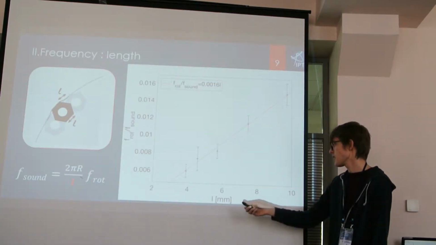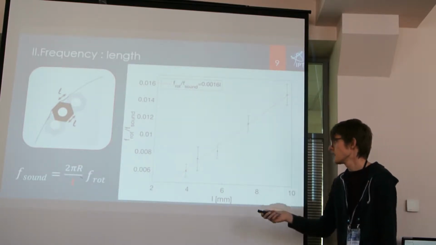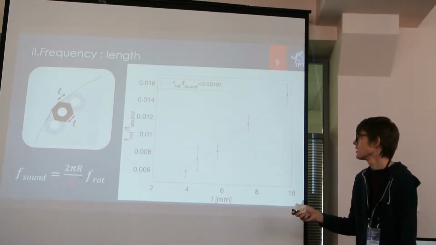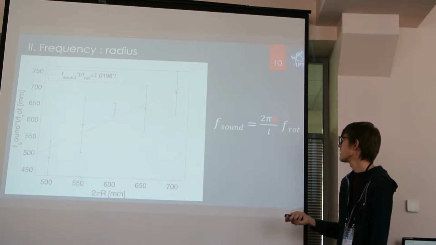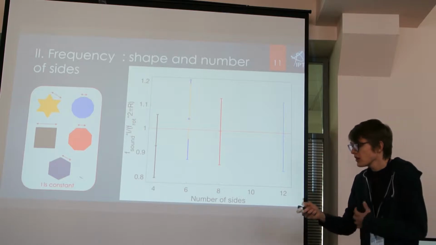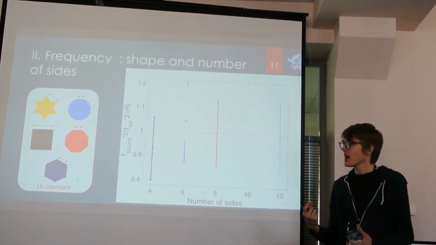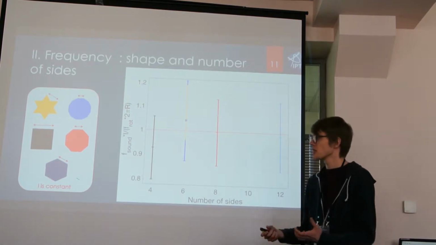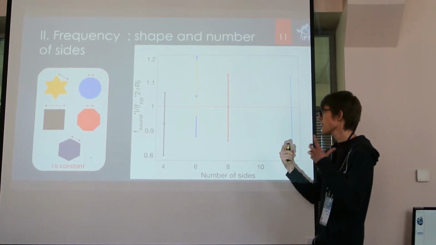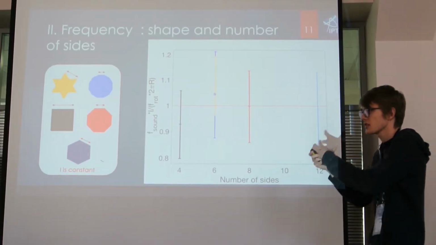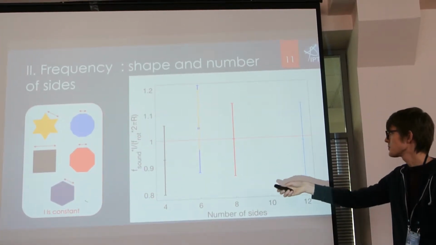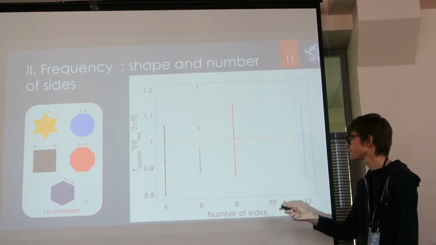Here are the different edge lengths, and we can see that indeed the frequency is proportional to the side length L. For the radius it's the same thing: we also observe that it's proportional to the radius. If it only depends on the radius and the edge length L, then if we take different shapes with the same edge length L, for the same mass, we should expect the same frequency of sound. We did this, and for different exotic shapes we indeed see a similar relation.